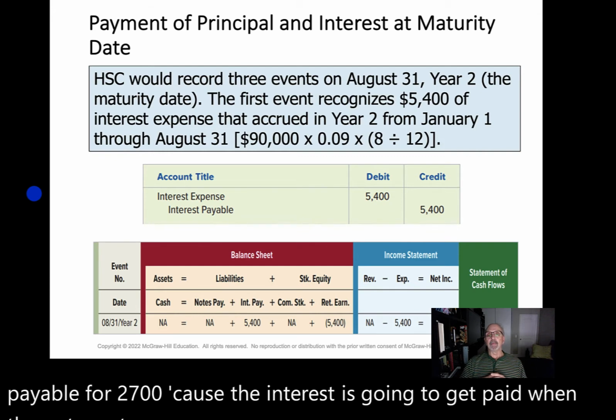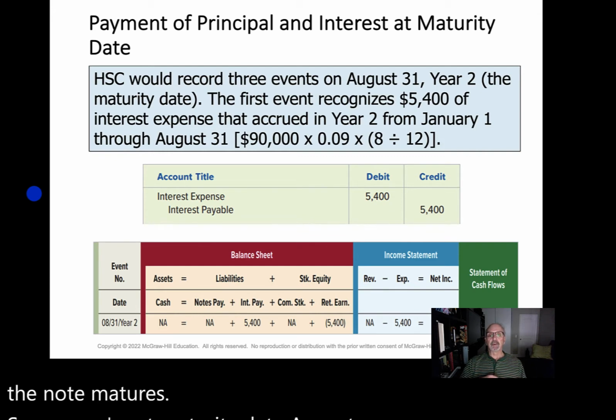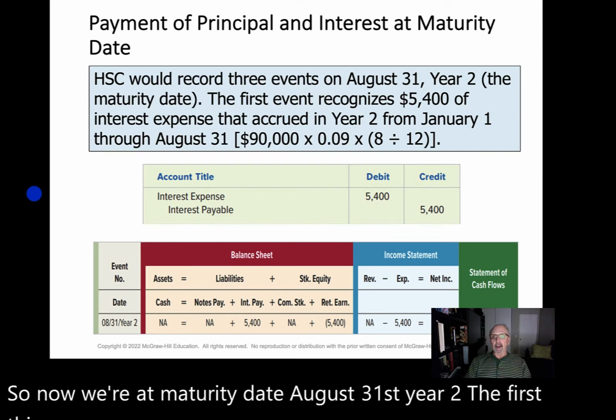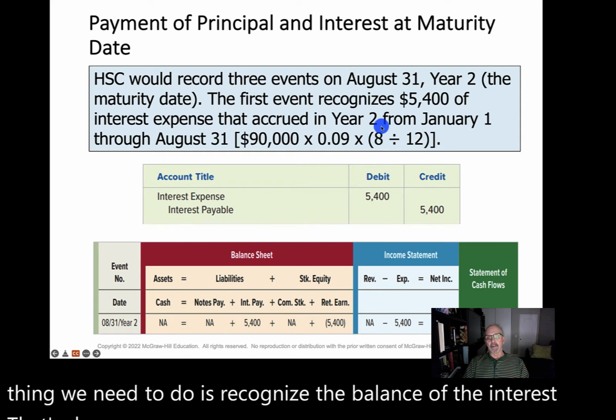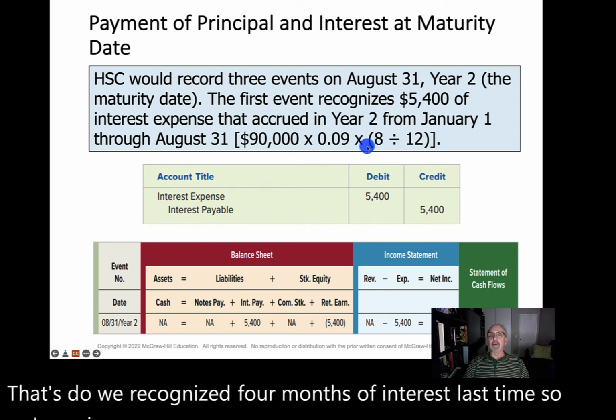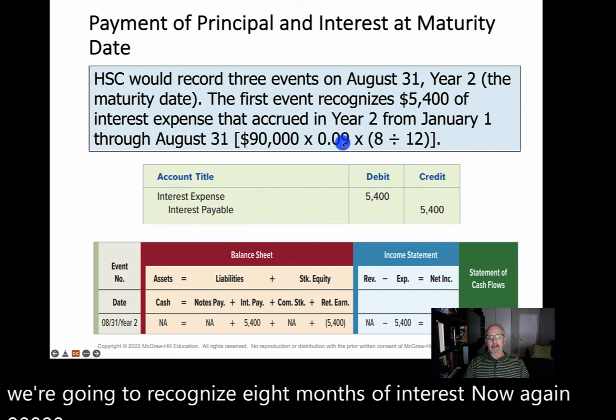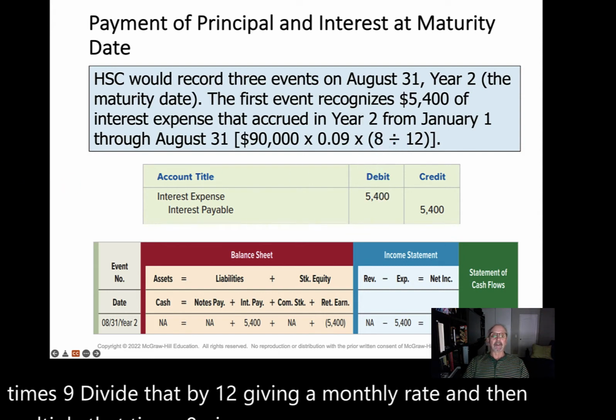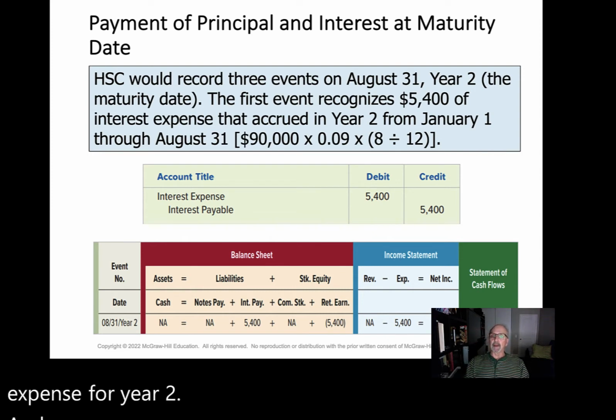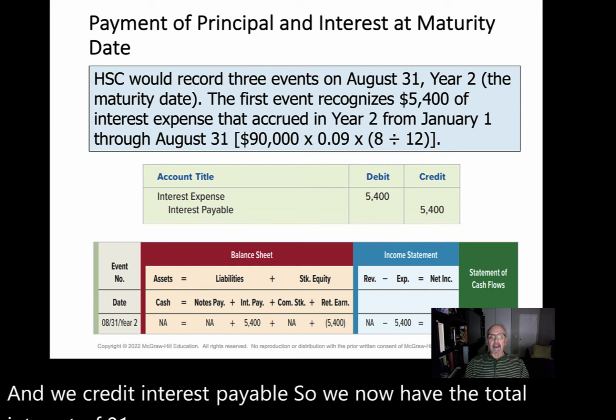So now we're at maturity date, August 31st, year 2. The first thing we need to do is recognize the balance of the interest that's due. We recognized 4 months of interest last time, so we're going to recognize 8 months of interest now. Again, 90,000 times 0.09, divide that by 12, giving a monthly rate, and then multiply that times 8, gives us $5,400. So we debit interest expense for year 2, and we credit interest payable. So we now have the total interest of $8,100 in interest payable.